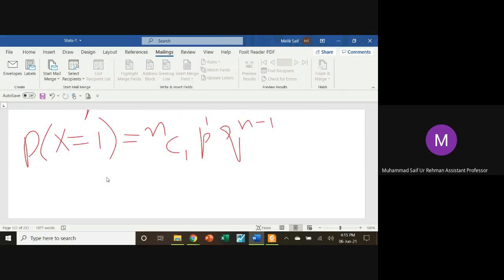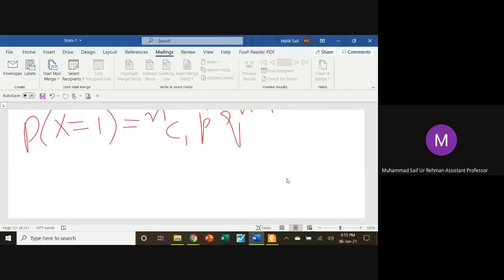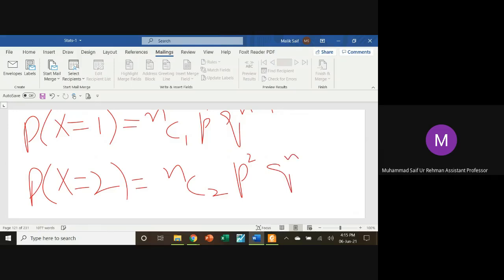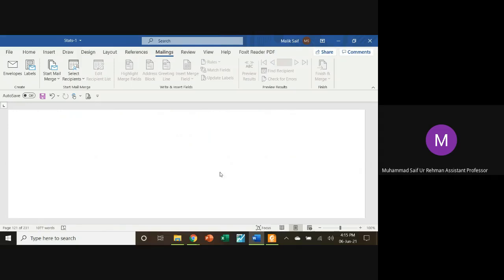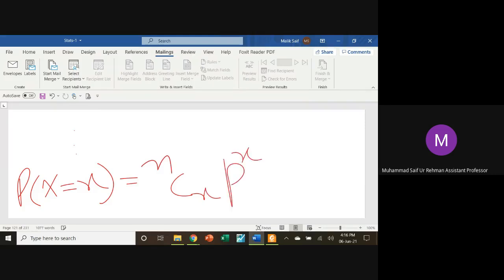So what is your opinion, that if P(x) is equal to 2, then it will be NC2 P power 2 Q power n minus 2. Similarly, so on up to 3, 4, 5, 6, up to probability of x is equal to small x, meaning small x may take any value. Then you will write down NCx, P power x and Q power n minus x. Is it clear?